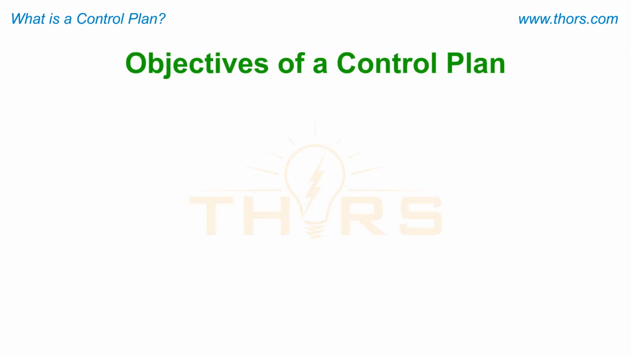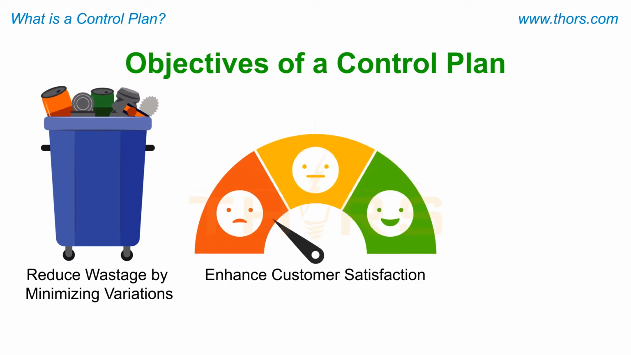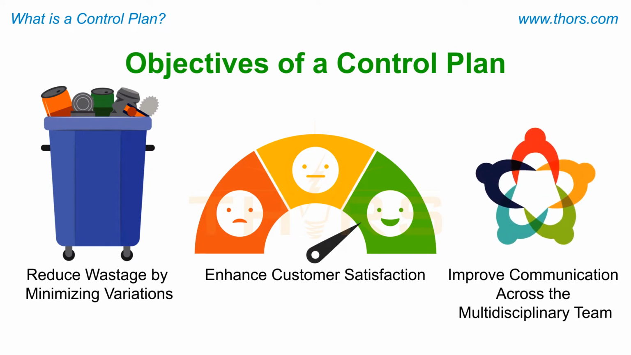The objectives of a control plan are to reduce wastage by minimizing variations, to enhance customer satisfaction by meeting the customer requirements, and to improve communication across the multidisciplinary team regarding any corrective measures.